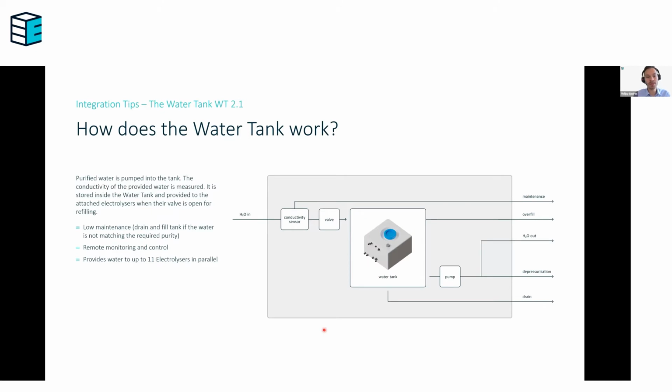Here we also have a PNID, where you can see the principle. H2O is coming in. We have a conductivity sensor to measure the conductivity. If it is fine, then the valve opens and allows the water to enter the water tank. And from there, it is pumped out through the H2O out to the electrolyzers. And here you can see the other ports that we were talking about: maintenance, overfill, and drain, as well as depressurization.